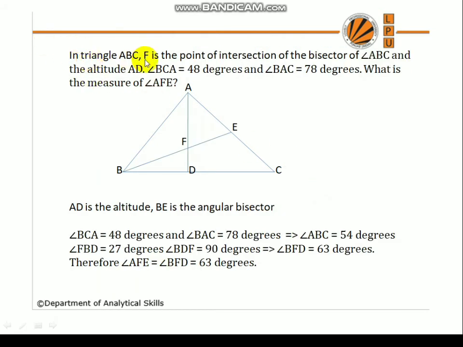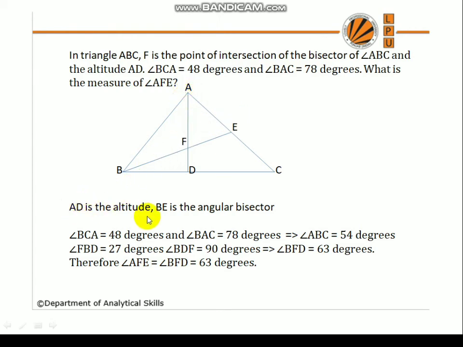In triangle ABC, F is the point of intersection of the angular bisector of angle B and altitude AD, that is a straight line or height drawn from A to the line BC. Angle BCA is given as 45 degrees, angle BAC is given as 78 degrees. What is the measure of AFE? We need to calculate this angle AFE.